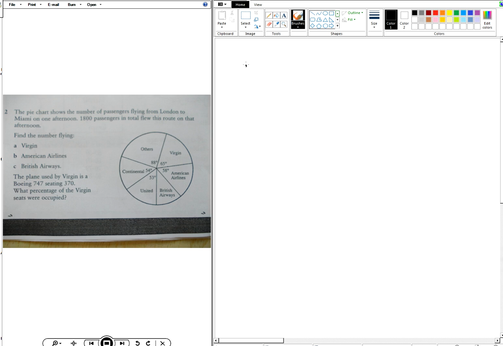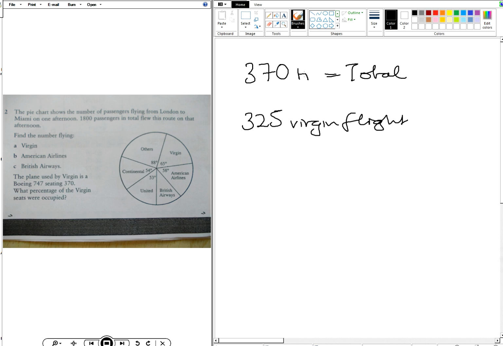So we have 370 seats in the Virgin plane. How many people went to Virgin? Can you tell me how many people were on the Virgin flight? Well, we just worked out. Okay, so there were 325 people on the Virgin flight. So we've been told there are 370 seats in total. So let's write down 370 seats in total on that plane, and 325 Virgin.